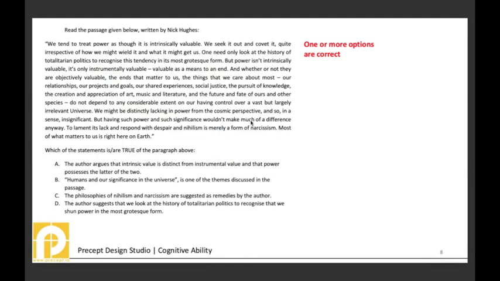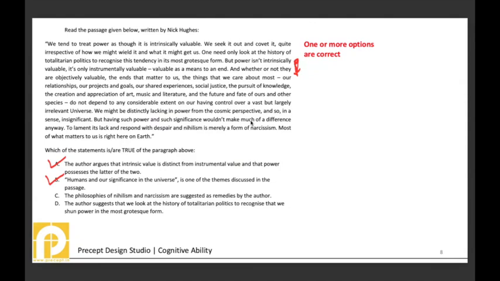The author argues that the intrinsic value is distinct from the instrumental value and that power possesses the latter of the two. Okay, in this case, this is true. The answer is given here. It possesses instrumental value, not the intrinsic value. So A is correct. Now, option B, humans and our significance in the universe is one of the themes. Yes, it is one of the themes that is discussed in the paragraph. Whether or not it says we are insignificant or significant does not matter, but yes, it's one of the themes of discussion. The philosophies of nihilism and narcissism are suggested as remedies by the author.